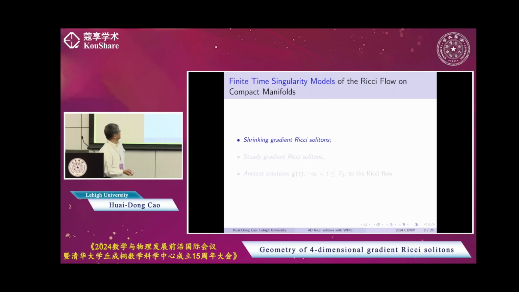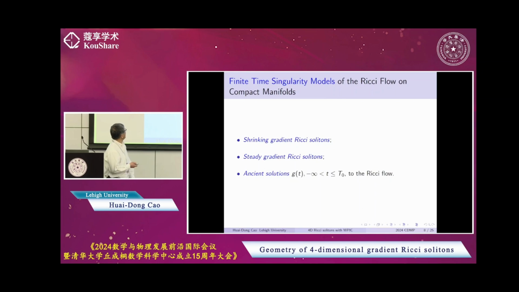One is shrinking gradient Ricci solitons, for example, the neck pinch is one of them, and then steady gradient Ricci solitons, the degenerate neck pinch, or in general ancient solutions that exist starting from negative infinite time, and under certain conditions they are possible singularity models for finite time singularity on compact manifolds. And what are gradient Ricci solitons? Those are extensions of Einstein metrics.